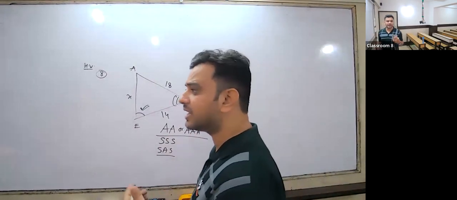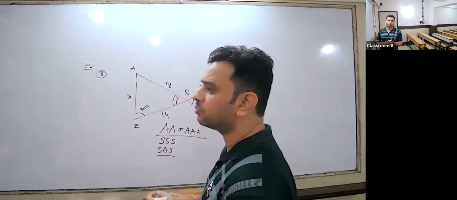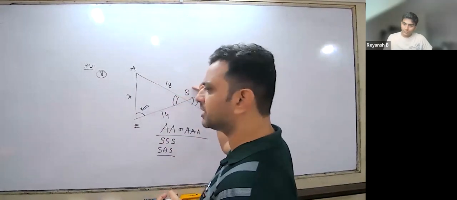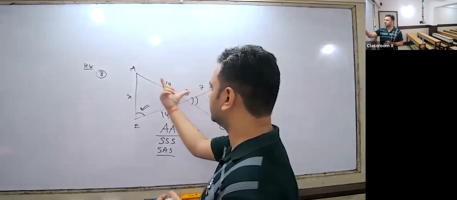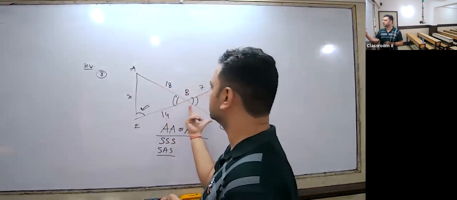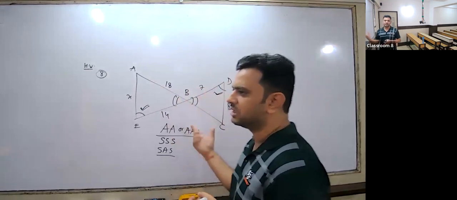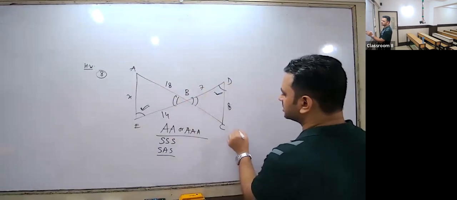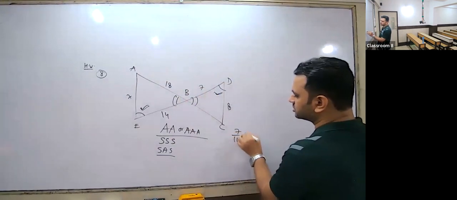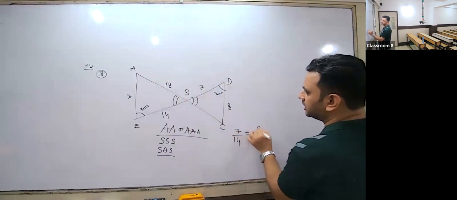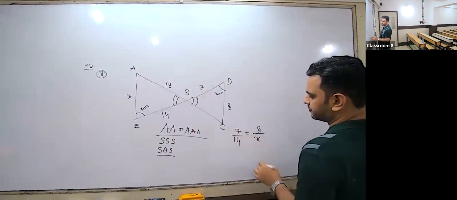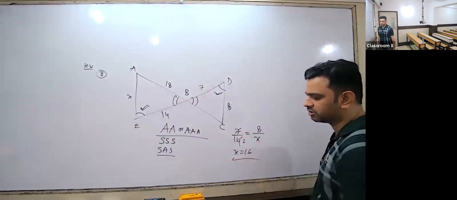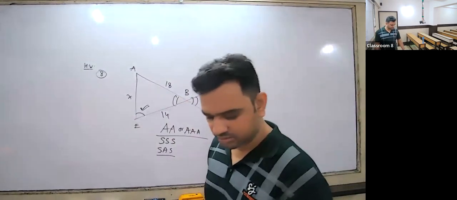That means you can apply it after you prove that they are similar. Because this corresponding to this, you will get a 1:2 ratio. But since you don't have this side, you don't have the BC side. As a result, you can write that both triangles are similar. So we can say that 7 by 14 should be equal to 8 by x. So x will be equal to 16. Got it? Clear? Yeah.